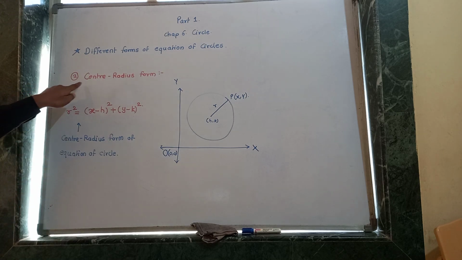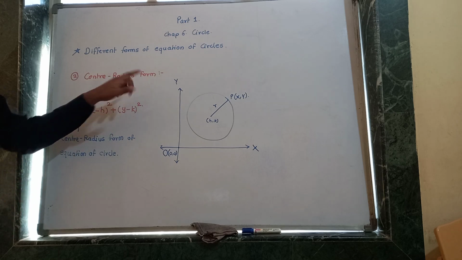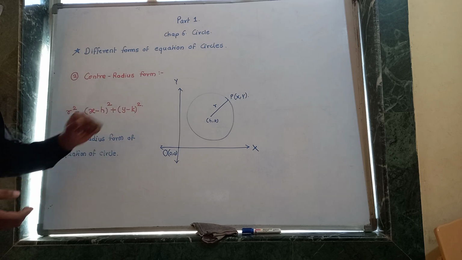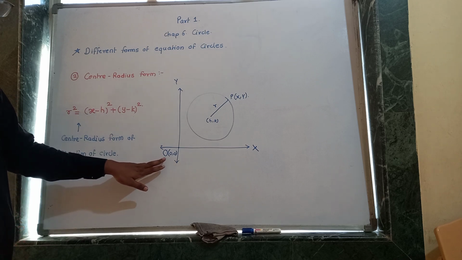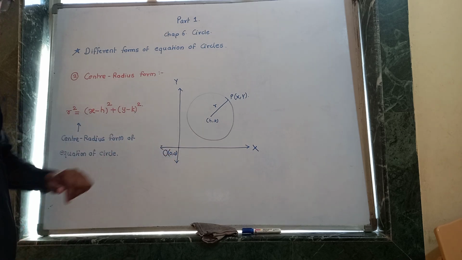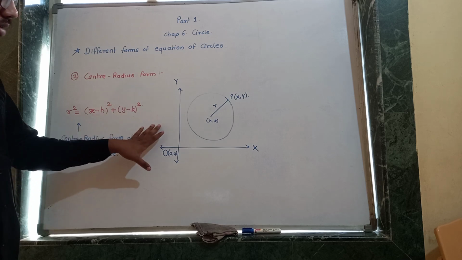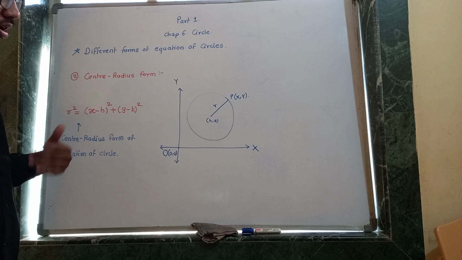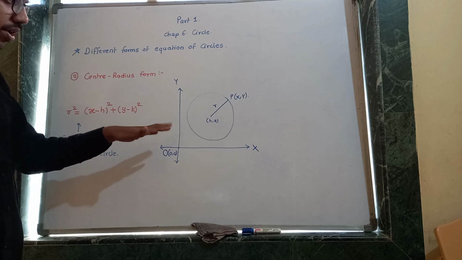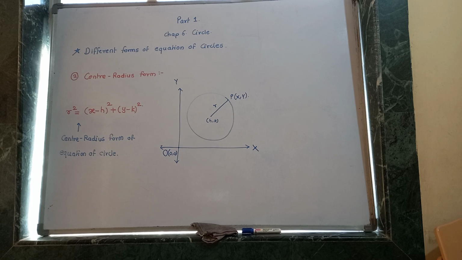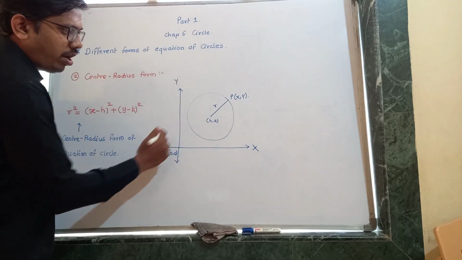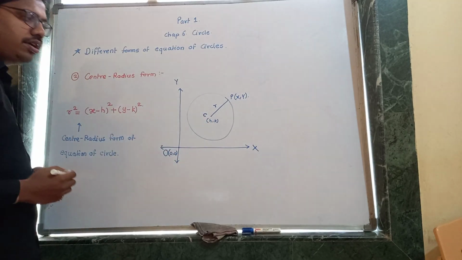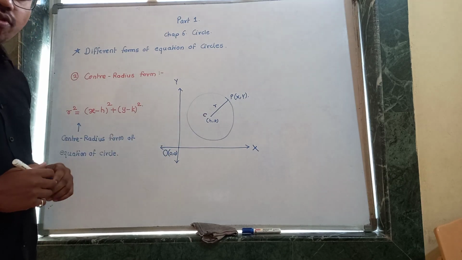The second point is the center radius form. Note down center radius form. And you can see a slightly different figure over here. Here the origin is O, 0, comma 0, which is the intersection of the x and y axis, right? That means for this circle we have a different center. Consider this C is a point. C is the center for this circle.